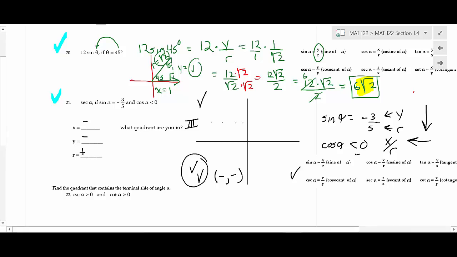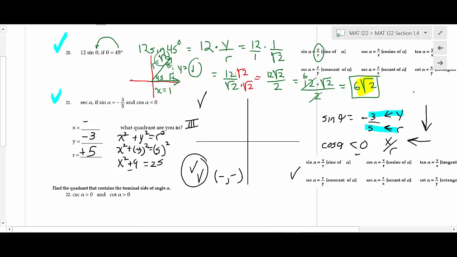Okay, all right, now what we have is if you look at this right here, y is negative 3 and r is 5. Okay, and see the negative has to go with y because r is always positive. So y is going to be negative 3. Now what you got to do is figure out x. So we're going to do x squared plus y squared equals r squared. So we have x squared plus negative 3 squared equals 5 squared. So that's going to be x squared plus 9 is equal to 25.